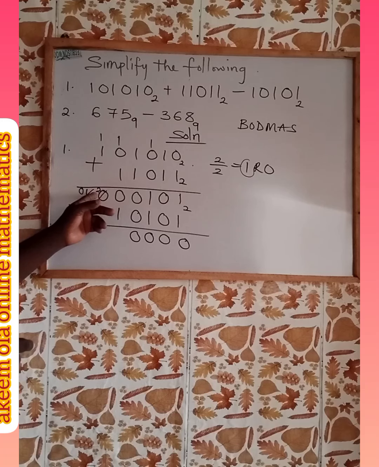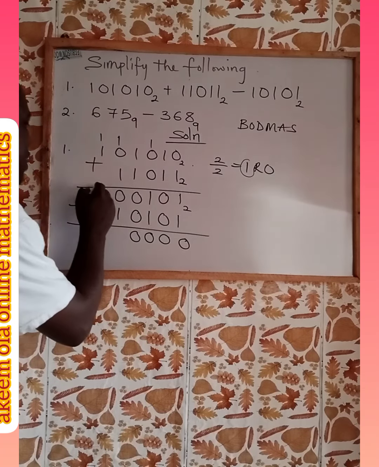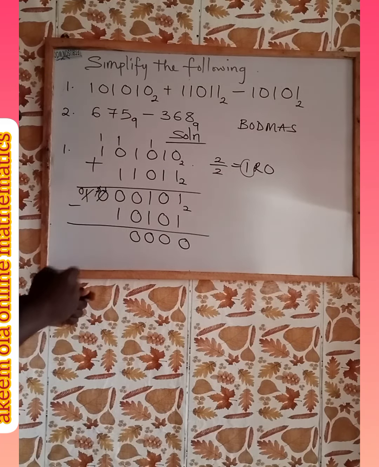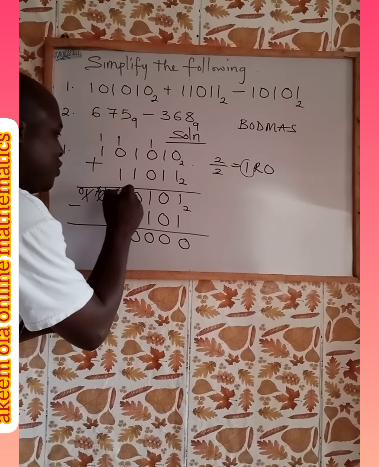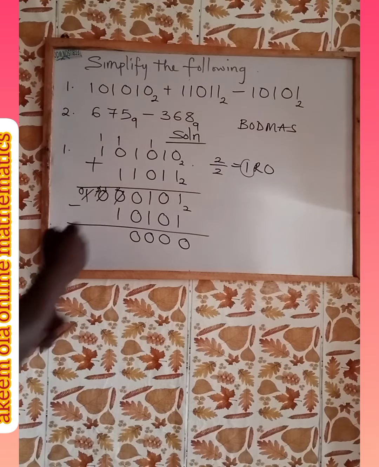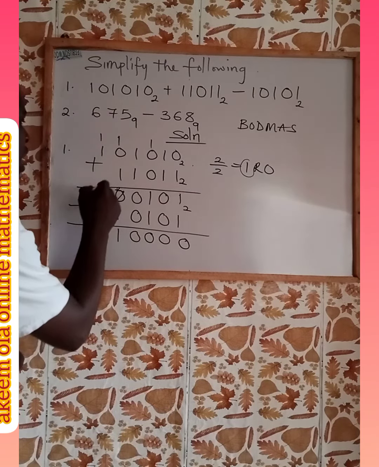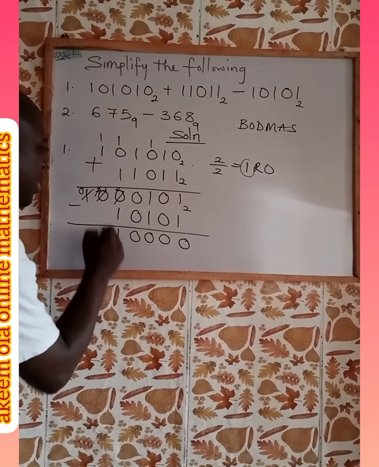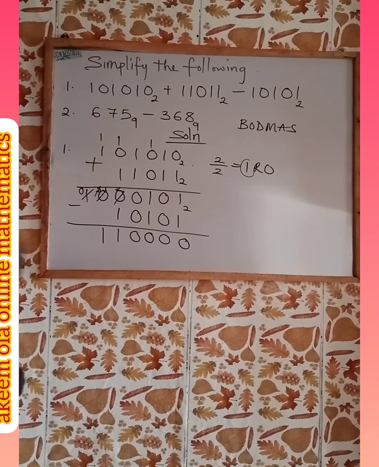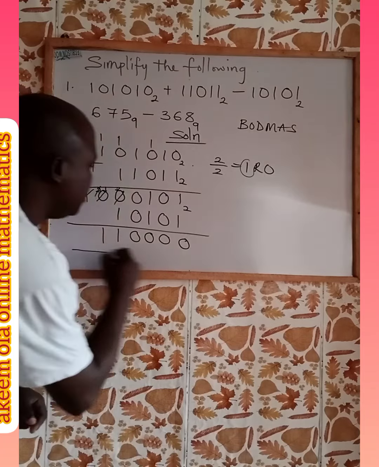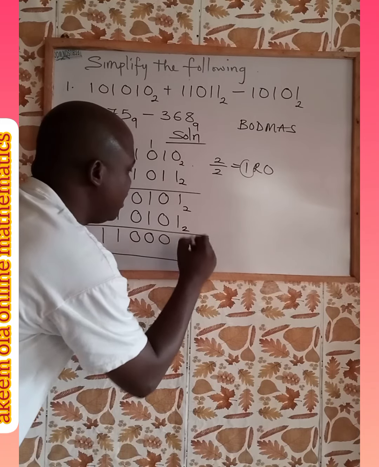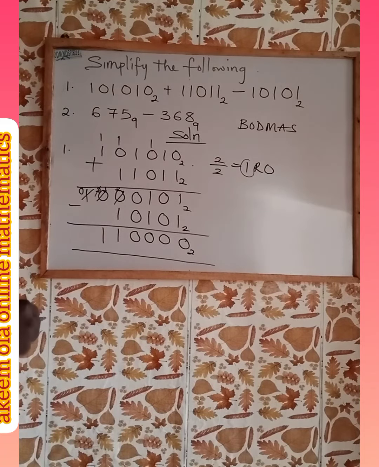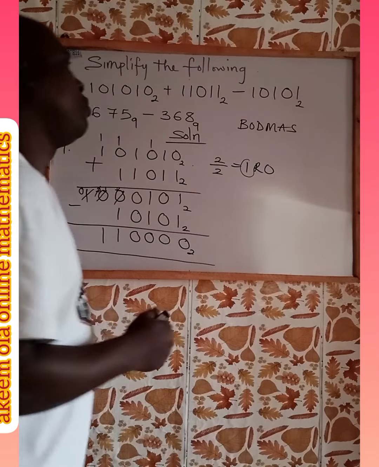So we are still going to borrow another 1 from here. When you borrow 1 from here, these 2 cancel. You are left with 1. When it comes here, this one becomes 2. No more 0. 2 minus 1 will give us 1. And we are left with 1 here, so we can just put the 1 down because there is nothing here. We assume 0 is here. So this is our final answer, and this is the solution to question number 1.